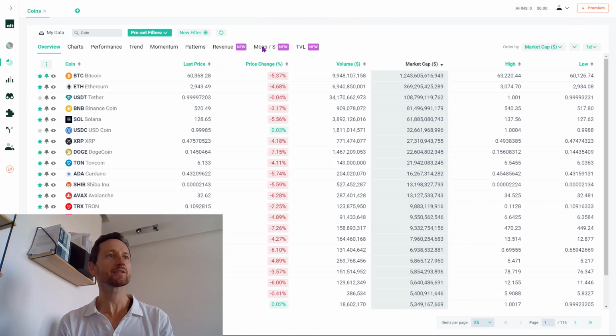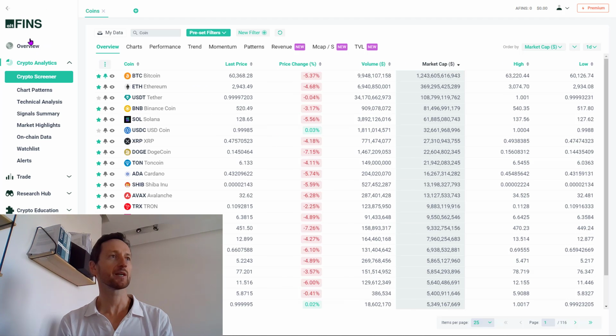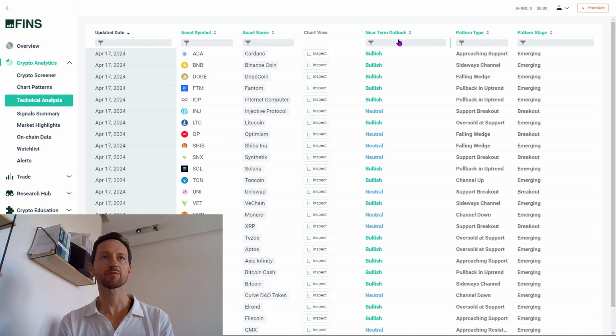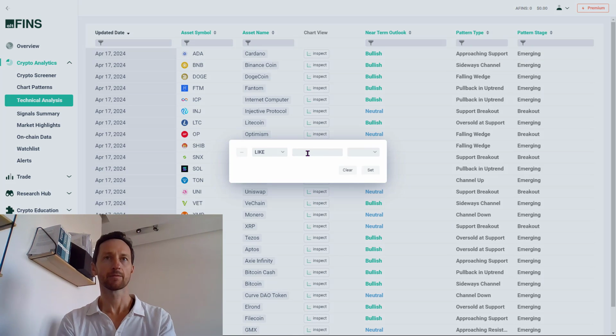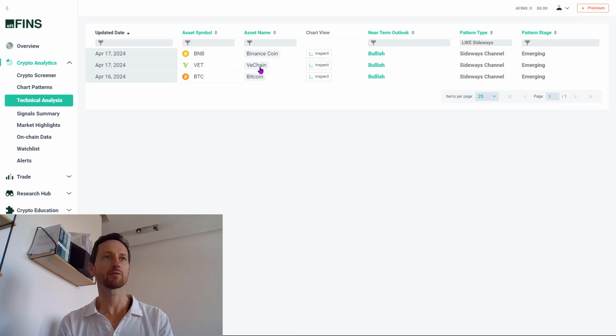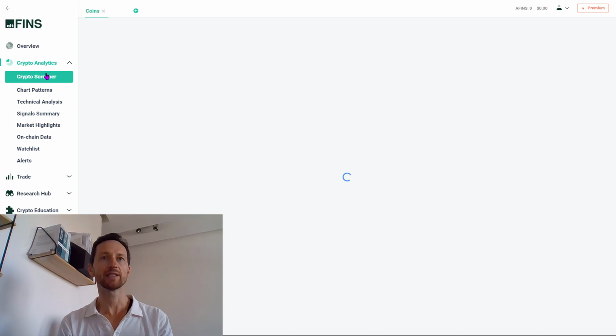So now where else can we find such interesting trade setups? Well, one place is the technical analysis page, where we keep trade setups for about 60 of the major assets, altcoins. So I can just filter for sideways. Okay, there are 3 of them right now: Binance, VeChain, and Bitcoin. And so that's one area where I can find some ready-made trade setups.